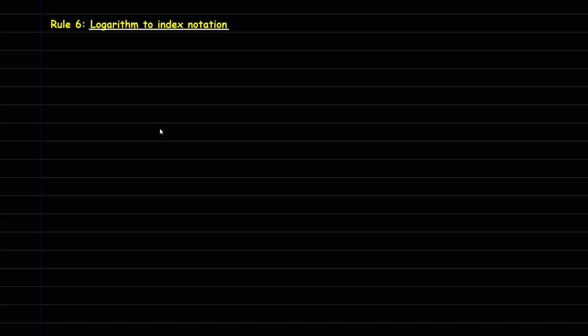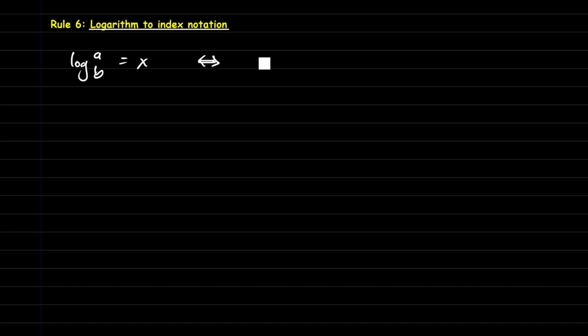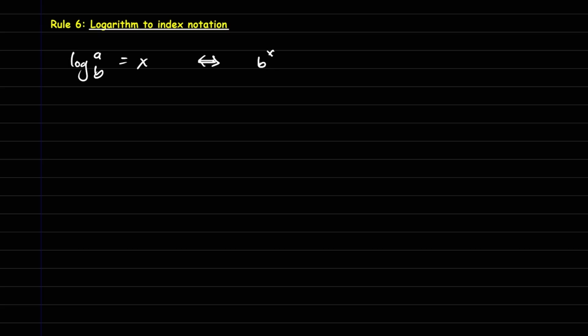Rule number 6, logarithm to index notation. This will simply help us to convert a logarithm form to an index form. Suppose you have log of a base b equals x. From logarithm to index notation, this is the same as b to the power x equals a.